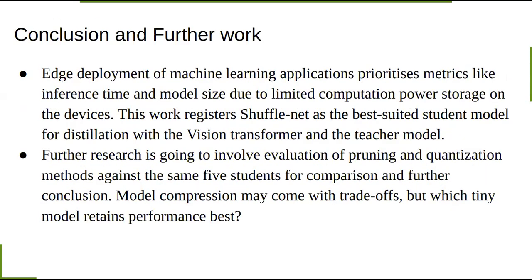And ShuffleNet. Conclusion and further work. The deployment of these machine learning applications prioritizes inference time and model size, due to limited storage and compute power on devices. So this work registers ShuffleNet as the best suited model. That's our conclusion for this lesson with the vision transformer as the teacher model. Further research is going to involve evaluation of pruning and quantization methods against the same 5 student models for comparison and further conclusion. Model compression may come with trade-offs, but which tiny model retains the best performance.